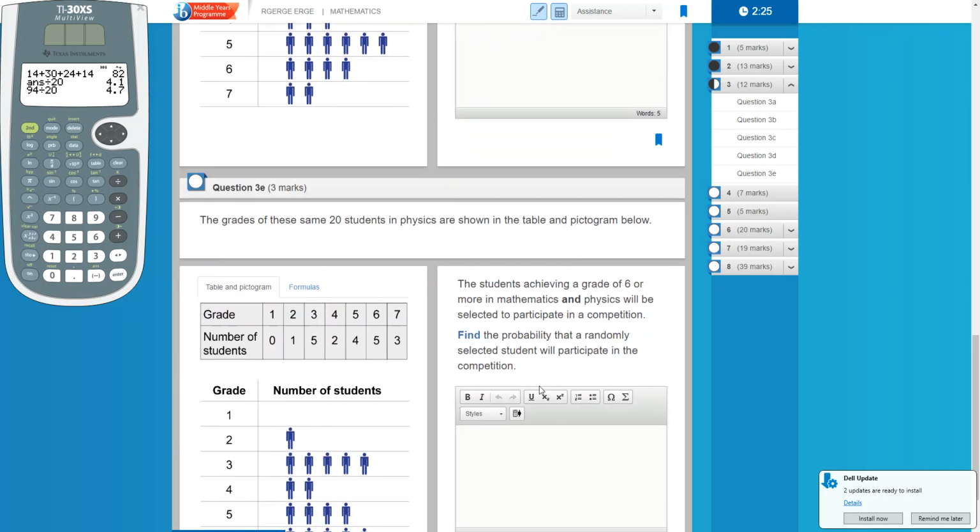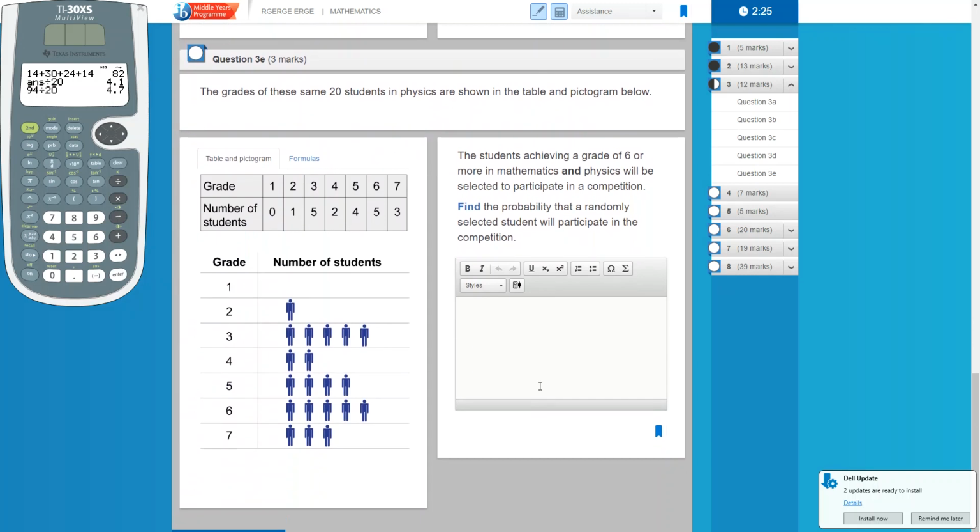Grades of these same 20 students in physics are shown below. Students achieving a grade 6 or more in maths and physics will be selected to participate in a competition. Find the probability that a randomly selected student will participate. So the probability of getting a 6 in physics is equal to, I've got 1, 2, 3, 4, 5, 6, 7, 8 out of 20.